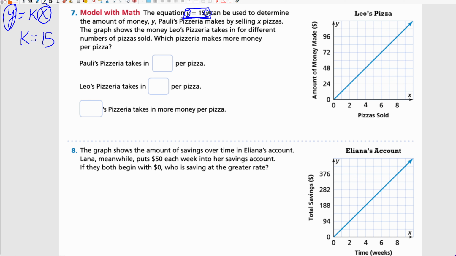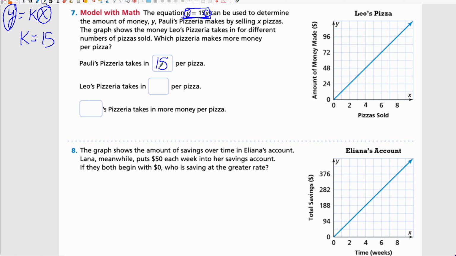When you have an equation that looks like this, that's a proportional equation. It's got a constant of proportionality in it. And so Polly's Pizzeria takes in how much per pizza? $12? What? Polly's Pizzeria. That was Leo's. $15 per pizza. It's right there in the equation. They tell us the constant of proportionality. Super simple.